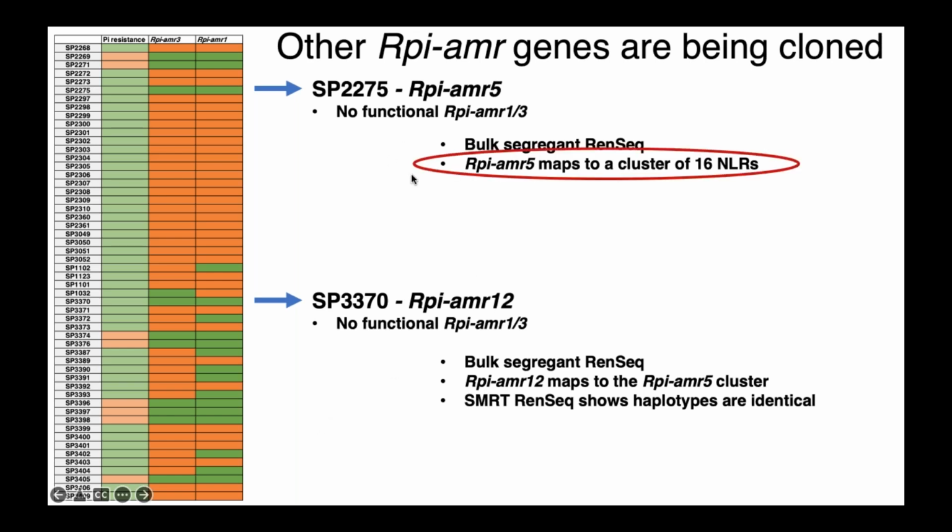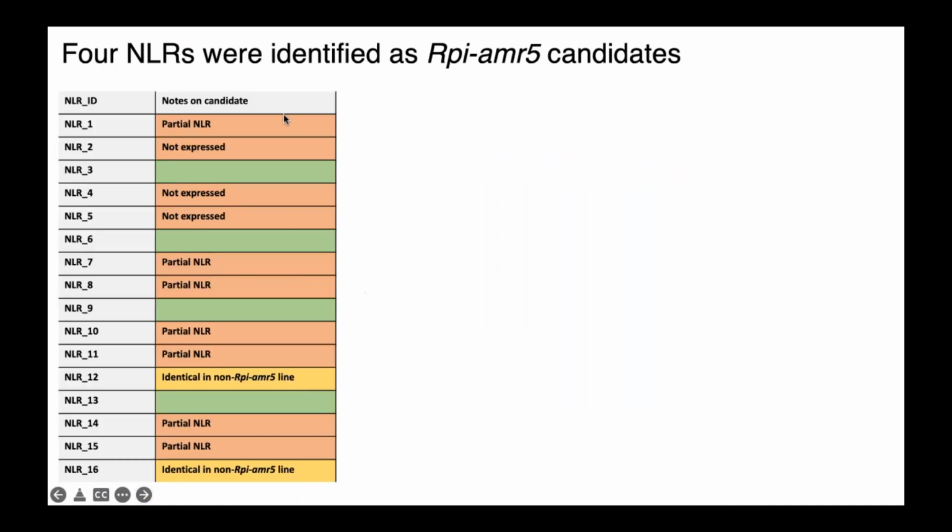So to identify the AMR5 paralog conferring resistance, we have to look deeper into this cluster of 16 NLRs. And this is just to represent those different NLRs within the cluster. So I have 16 different paralogs to look at. And using cDNA RenSeq and looking at the gene models and identifying canonical NLR domains, we can find that most of these genes can be excluded.